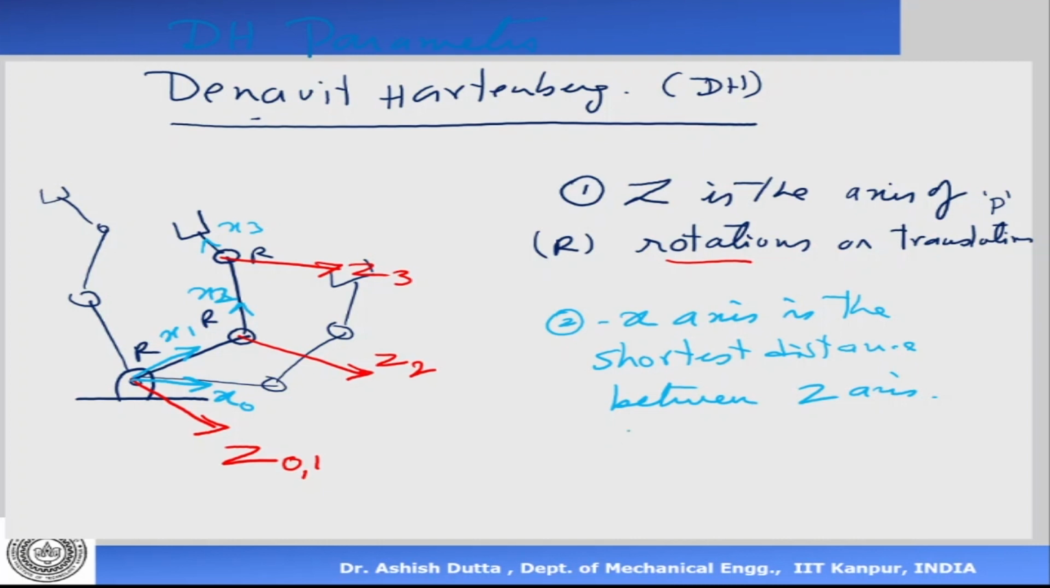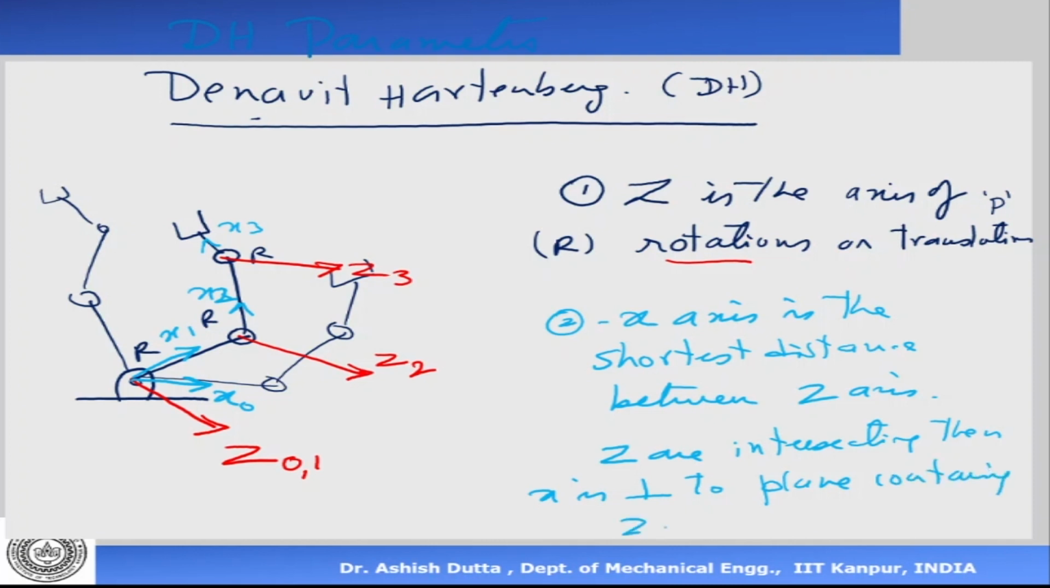Now in case the z's are intersecting, then x is perpendicular to the plane containing the z-axes. Okay, so this is a sub-rule of assigning the x-axis. So the x-axis is the shortest distance between the z-axes. But in the case the z-axes are intersecting, and in this case they are not intersecting, they are all parallel, so there is no problem. But in the case the z-axes are intersecting, then x is perpendicular to the plane containing the z's.